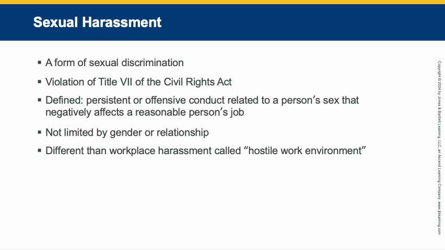Title VII is a federal law that makes it illegal to discriminate in employment on the basis of sex, race, color, national origin, or religion. Retaliation against someone who complains of sexual harassment or helps to investigate a claim is also prohibited under Title VII. This law applies to any employer with 15 or more employees.